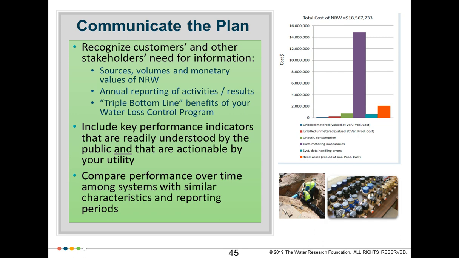No water loss control plan is complete without a communications plan. Effectively communicating your water loss control plan is vital for demonstrating good stewardship of water resources. Trending of key performance indicators that are readily understood by utility customers and stakeholders, as well as actionable by the utility's water loss control team, are essential for conveying progress. Buy-in from executive management, regulators, and stakeholders alike can be earned through periodic reporting of costs, benefits achieved, and program activities.